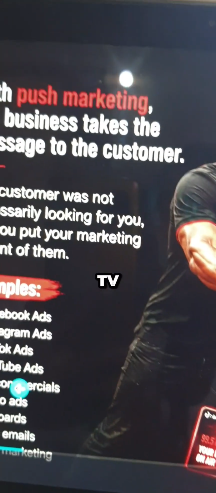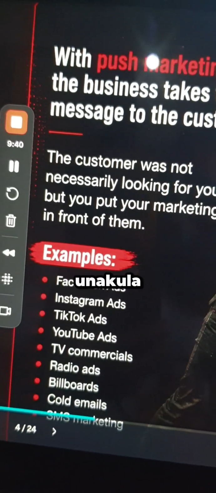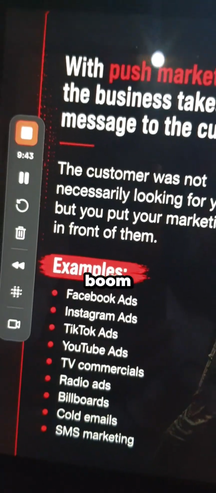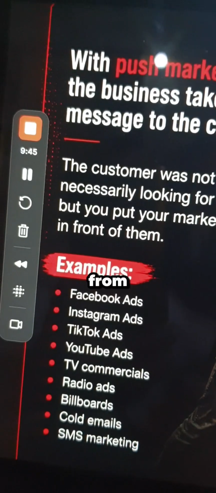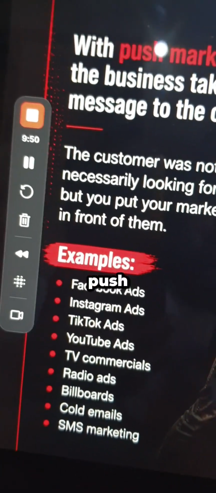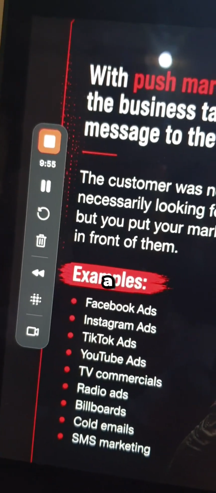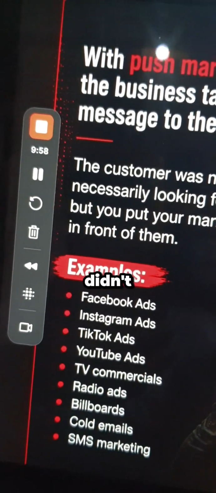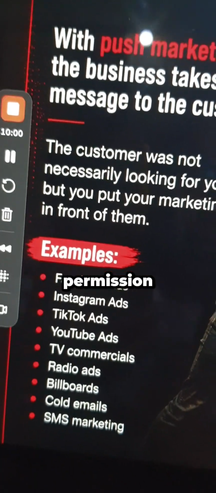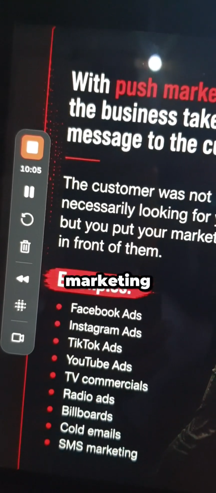When you're watching a TV commercial on Citizen, you're just sitting with your family eating your delicious githeri, and then boom, an ad from Festive or a brand of milk. That is push marketing. Or in a matatu or while walking, you see a big Coca-Cola billboard. You didn't ask for it. They didn't even ask for your permission to be in your space. That's an example of push marketing.